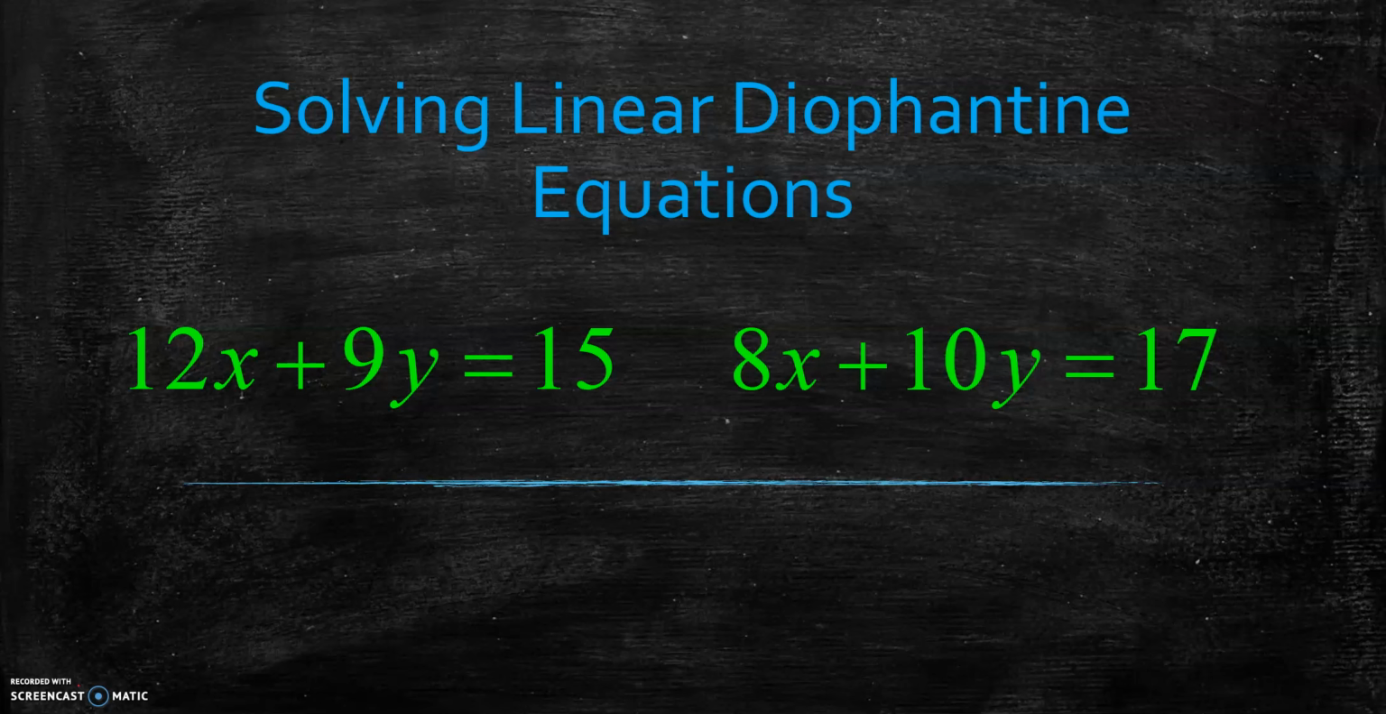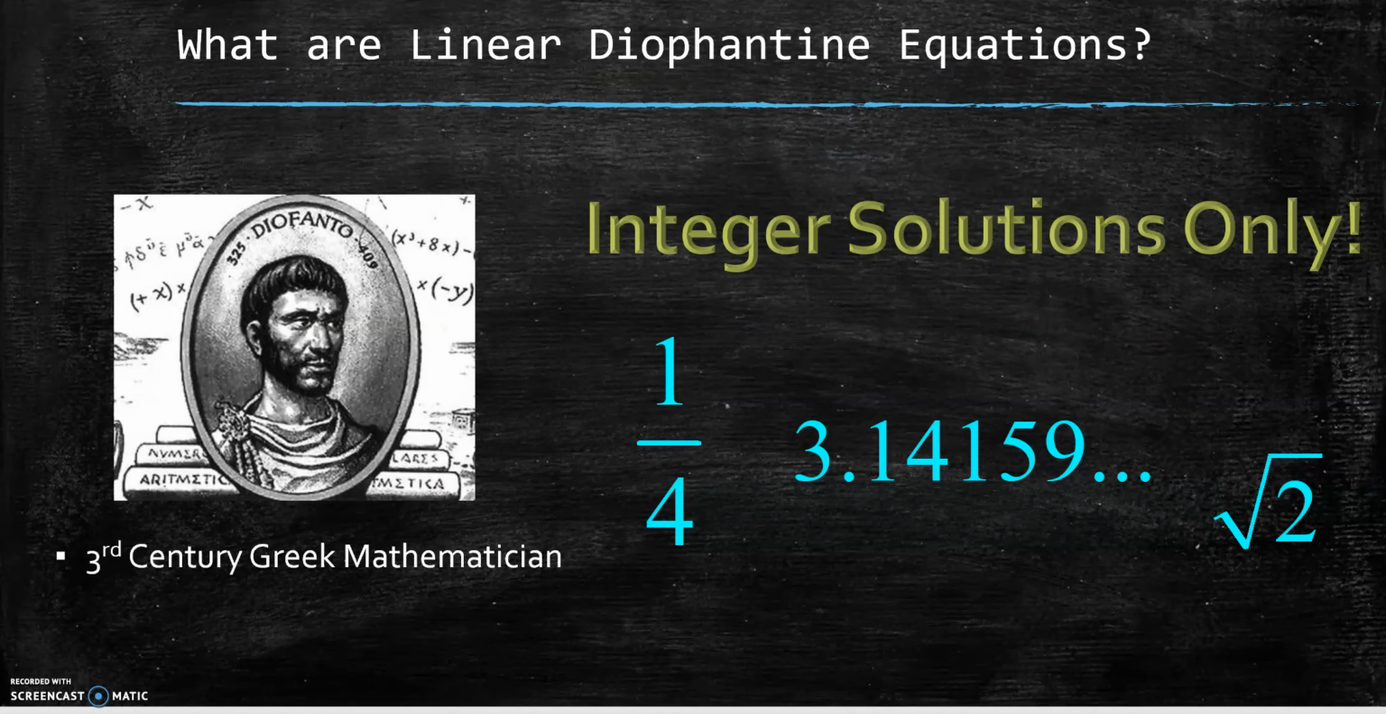Hi, today we're going to solve the following linear Diophantine equations. 12x plus 9y equals 15, and 8x plus 10y equals 17. But first, what are linear Diophantine equations? Simply, they're equations where we are looking for integral solutions only.